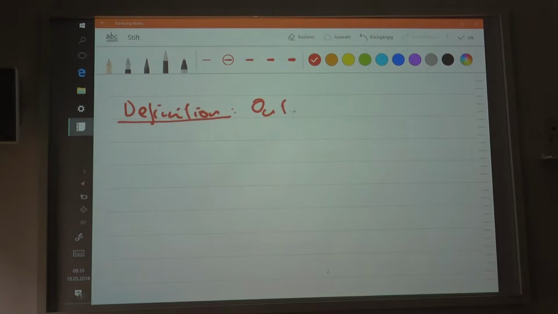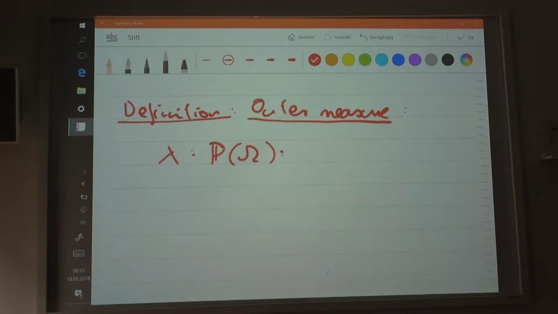You don't need to know this, because we've been talking about it before. So the outer measure will be a function which is defined on the power set of a certain set omega. So this is the power set of omega, and that goes from the power set of omega to the set of real numbers with three properties.